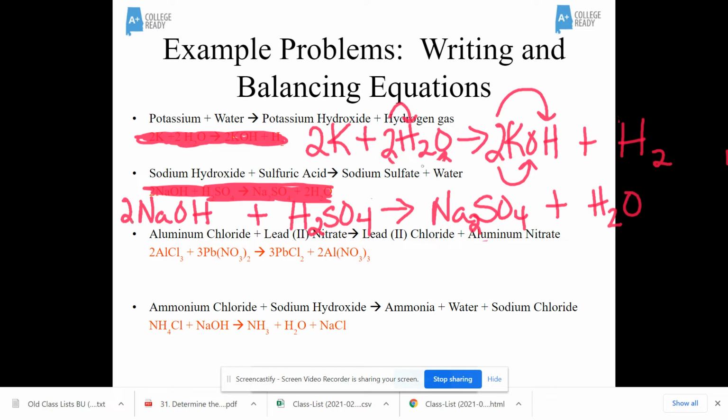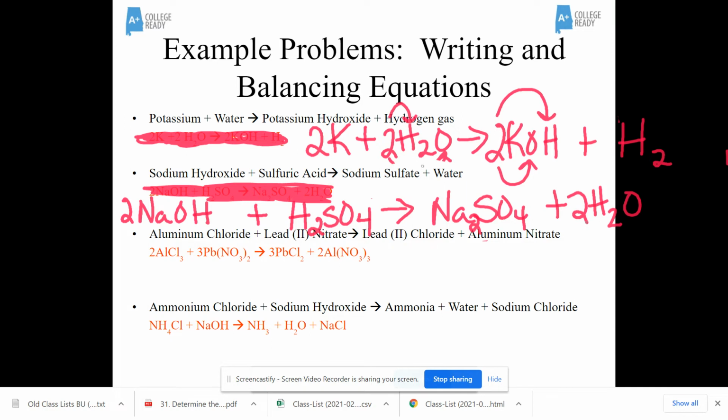All right. Now I have 2 sodiums on both sides. I have 2 oxygens plus 4 oxygens. What's 2 plus 4? 6. But I have 4 and 1 over here. That's 5. So what can I do? Let's put a 2 in front of the H2O. So that's 4 plus 2 is 6. So now my oxygens are balanced.